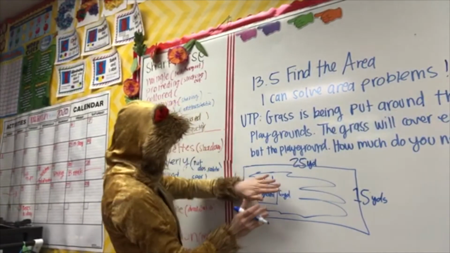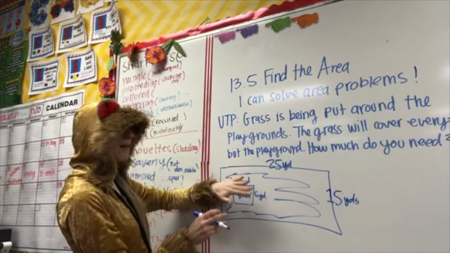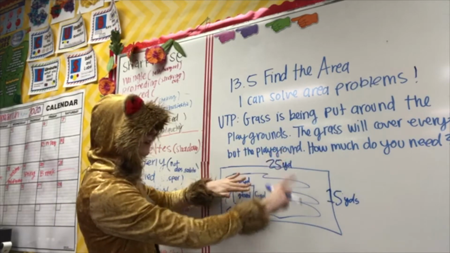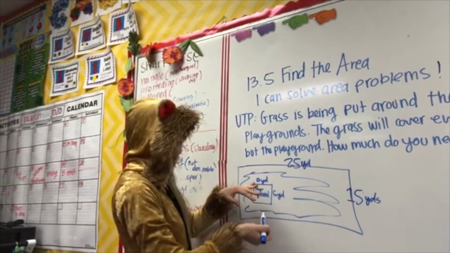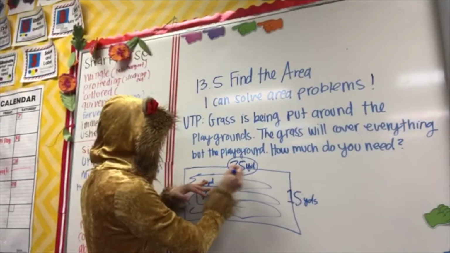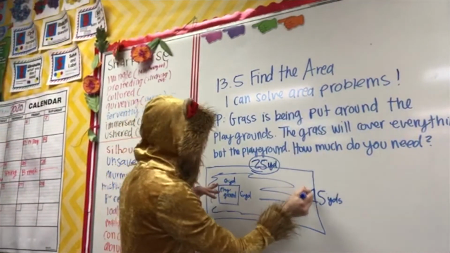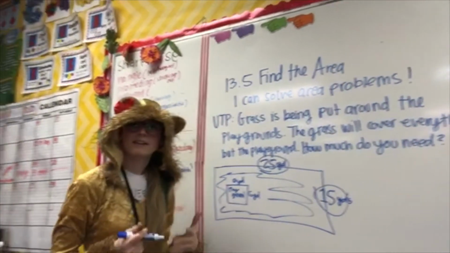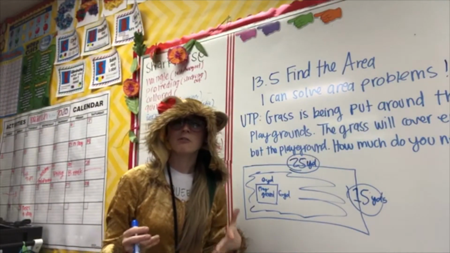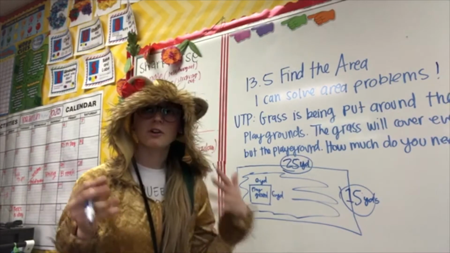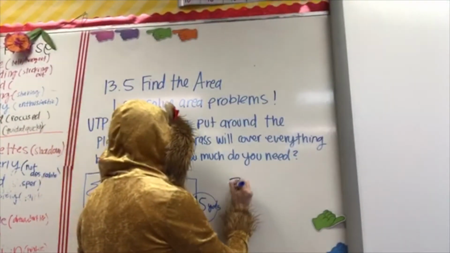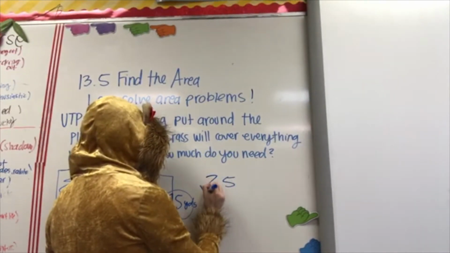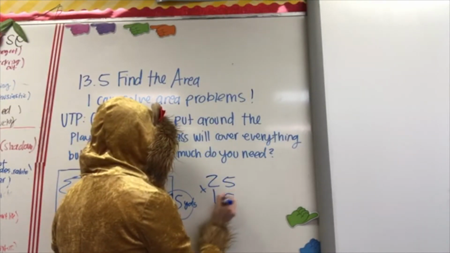So let's think. Let's ignore our playground right now. How would we find the area of just our rectangle field? We would do base times height, right? Our base is 25 and our height is 15. So we need to do 25 times 15. So hopefully your 2 by 2 digit multiplication is coming back. I know we've practiced this a lot. So you want to stay with me. We have 25 times 15.